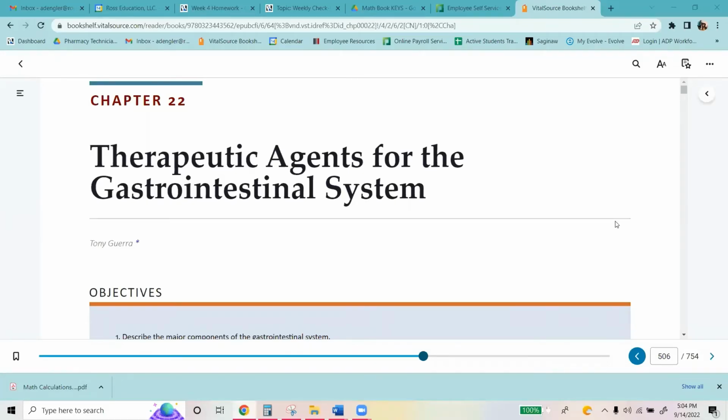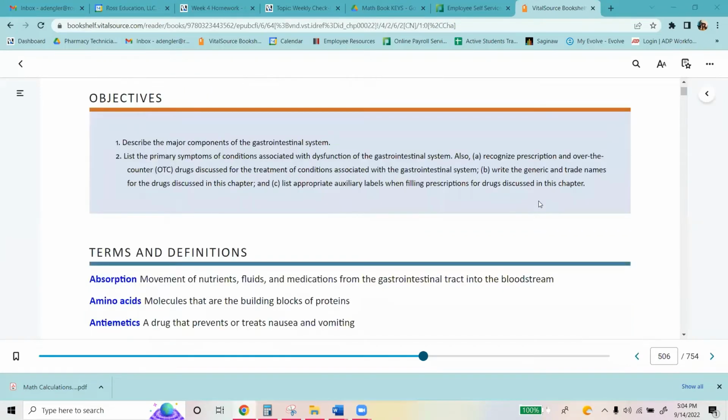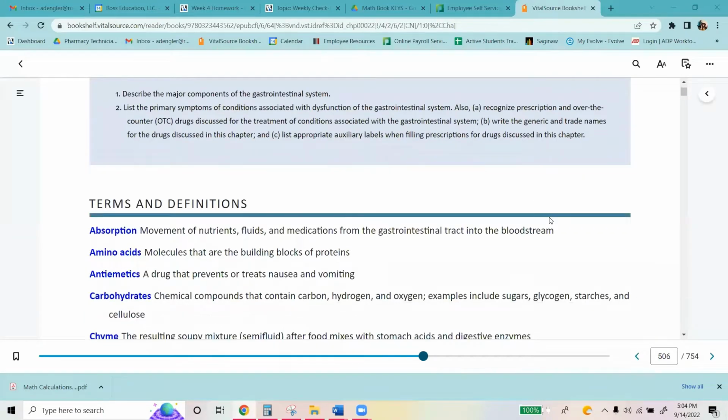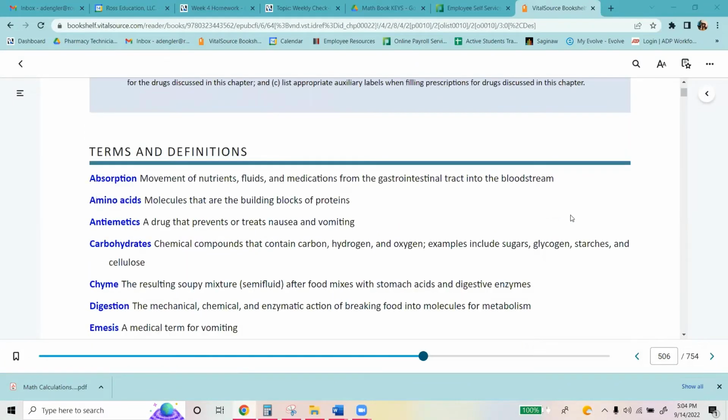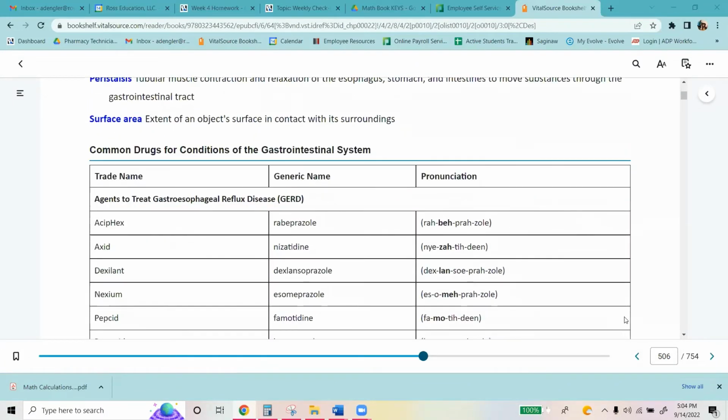Chapter 22, Therapeutic Agents for the Gastrointestinal System. I'll skip through the terms and definitions, but we'll go through them as we progress through the lecture. In the beginning of the chapter, we have the common drugs for conditions of the gastrointestinal system.